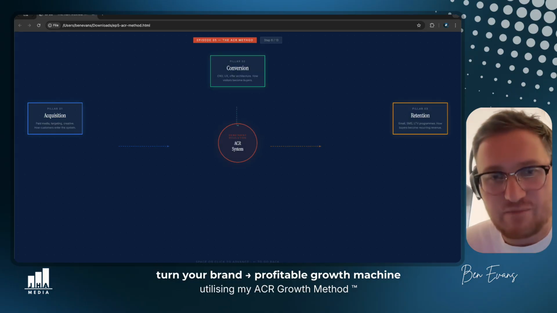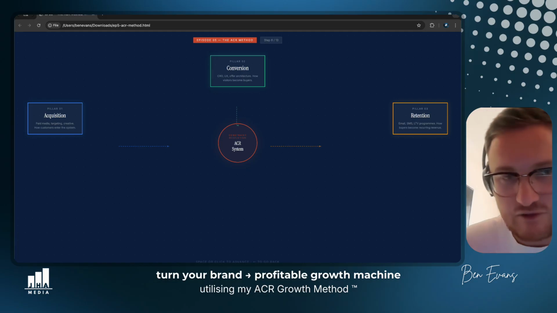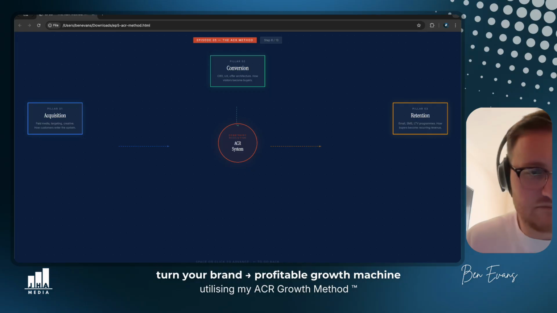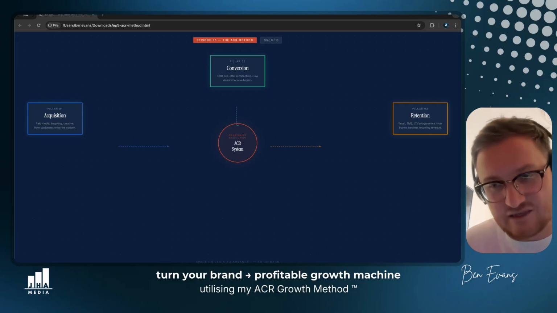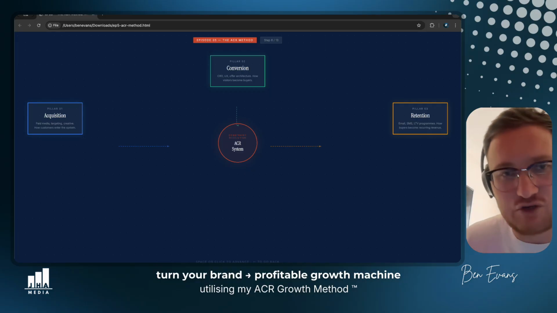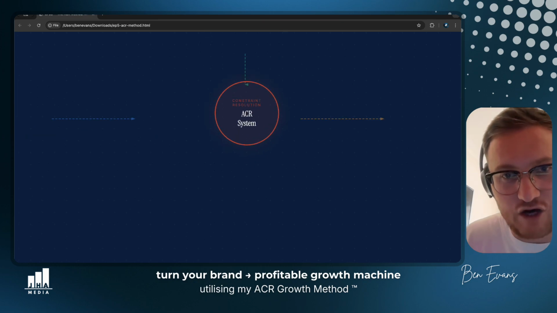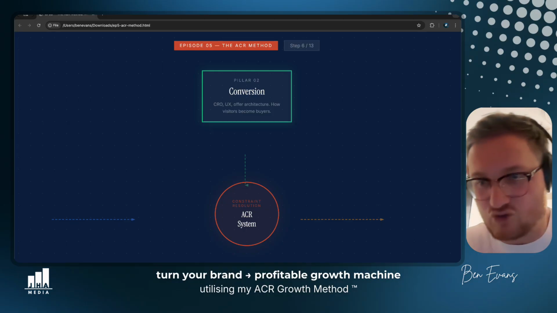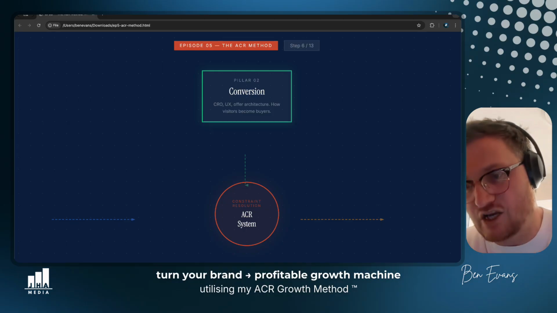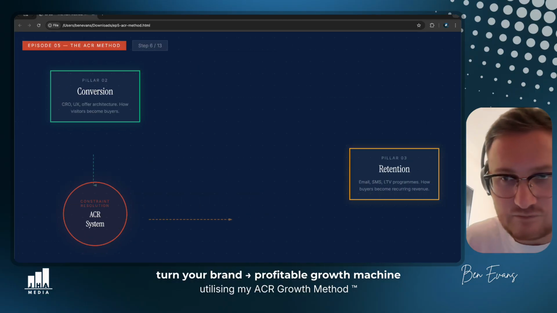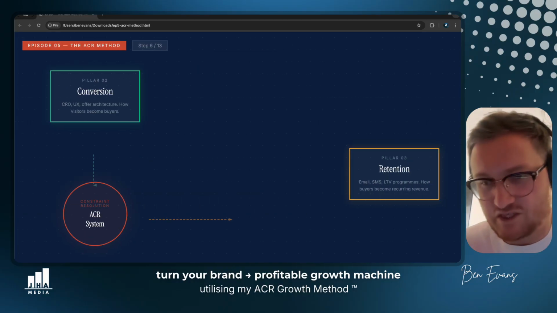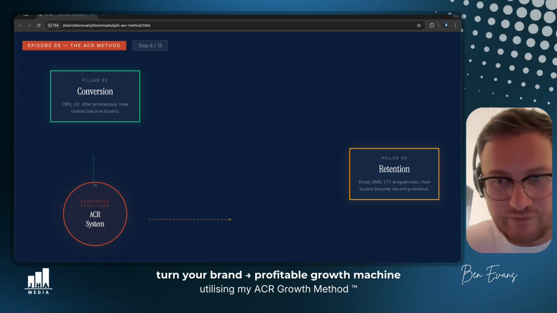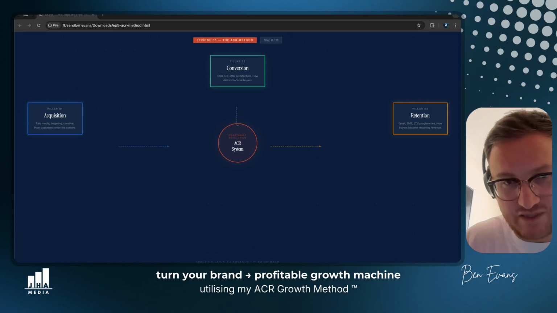We've essentially got 3 pillars surrounding the ACR system. Those pillars are acquisition, conversion and retention. Acquisition: your paid media, targeting, creative, how customers enter the system and we get eyeballs on the product. Conversion: this is where we're ensuring that we've got highly optimized websites that allow for high levels of conversion, that drive traffic from a website to a converted customer base. And then we've got retention, focusing on email, SMS and lifetime value programs. And this is how buyers become your recurring revenue to grow profitability in your business.